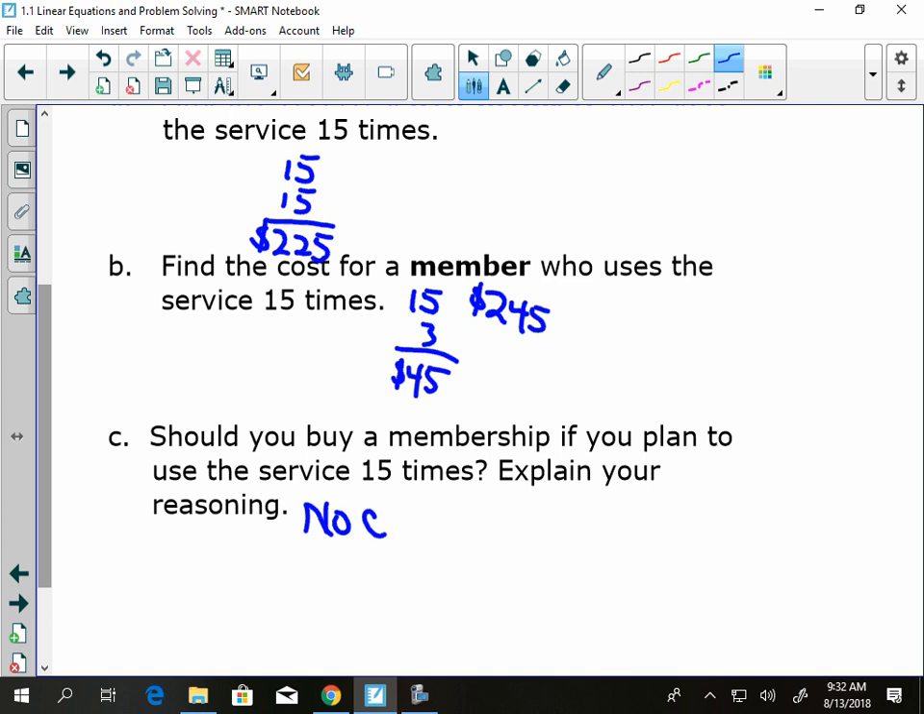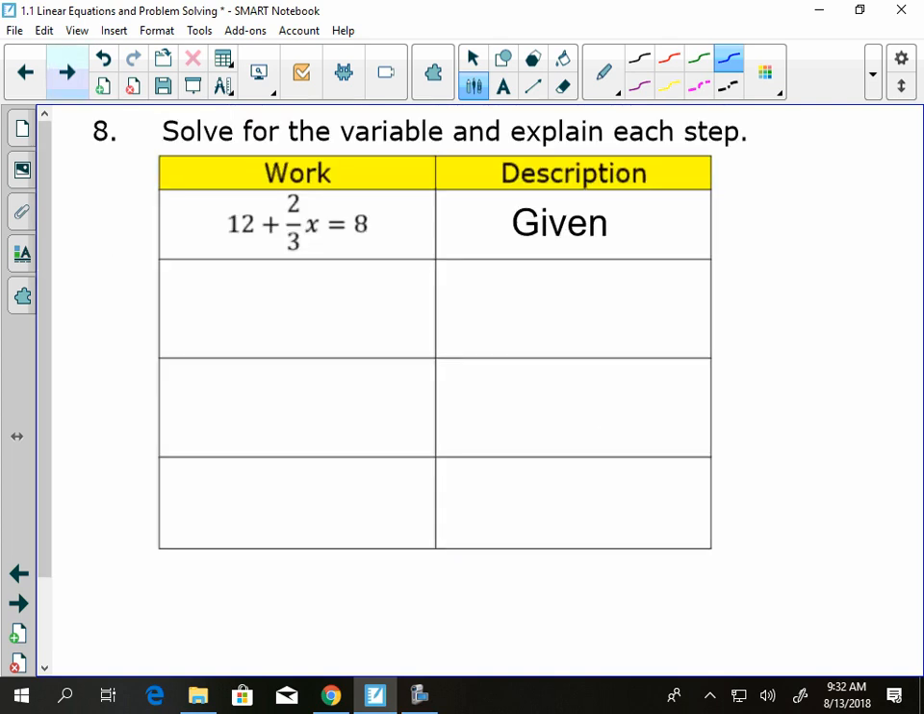Why? Cheaper. Now you can say, if you don't buy a membership, it's only $225. If you do, it's $245. Now eventually it's going to become cheaper to buy a membership, but not yet. Okay, go ahead and do number 8.